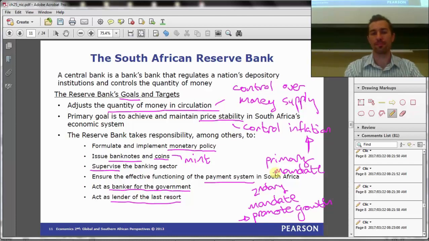Yeah, it's very clever, yeah. Can the government bank at commercial banks? Mm-hmm. Oh, so they don't have to bank at the Reserve Bank? No, they don't have to.